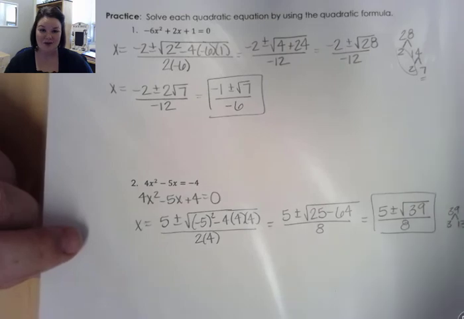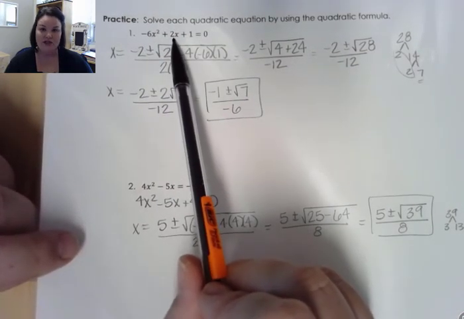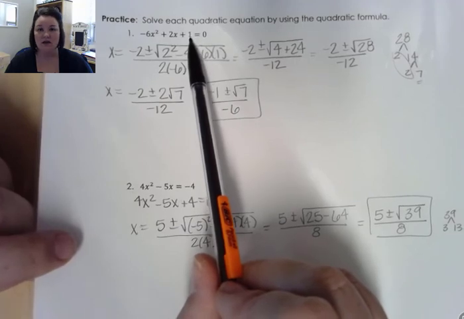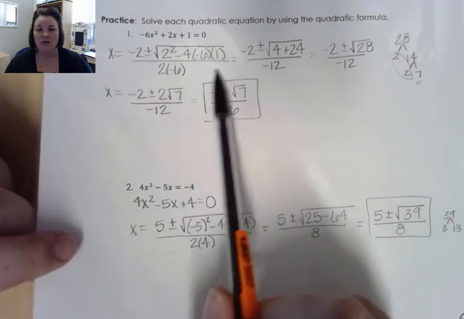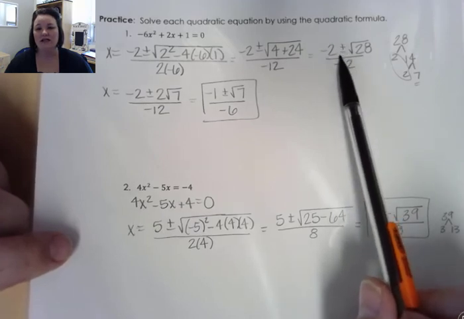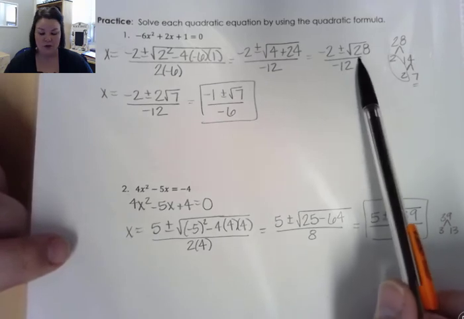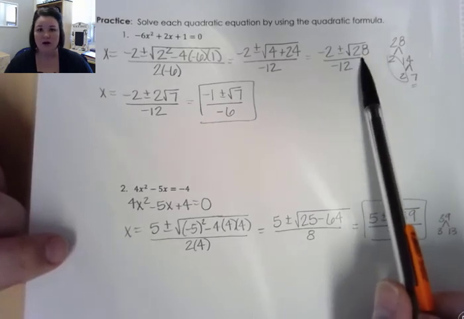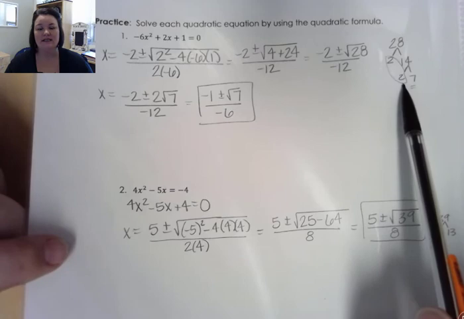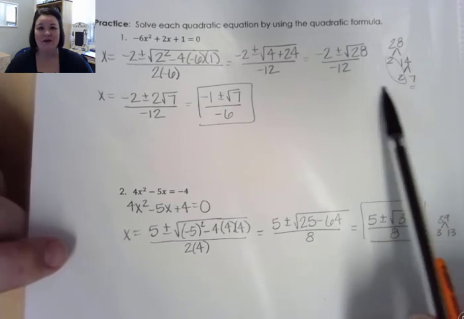All right, so number 1, our A is -6, our B is 2, and our C is 1. So when we plug in all of our numbers, we should get down to where we have -2 plus or minus the square root of 28 all over -12. 28 is not a perfect square, but we can try to prime factor it to see if we have any double copies that can come out of that, right?